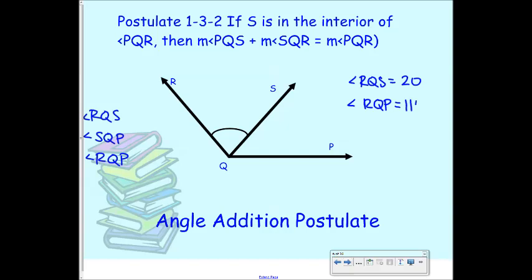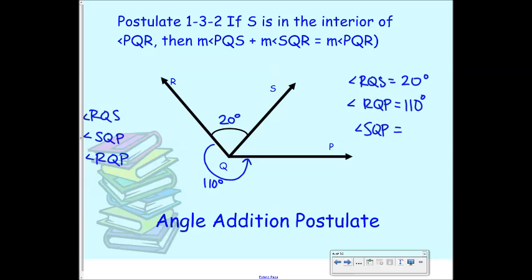What if I told you RQS equals 20 and RQP equals 110? So what information have I given you here? You have given us the total. Okay, so RQS, which is 20, and then also the total. So that whole thing is 110. So then what would you do? Subtract. So when do you subtract? Whenever they give you the whole thing.